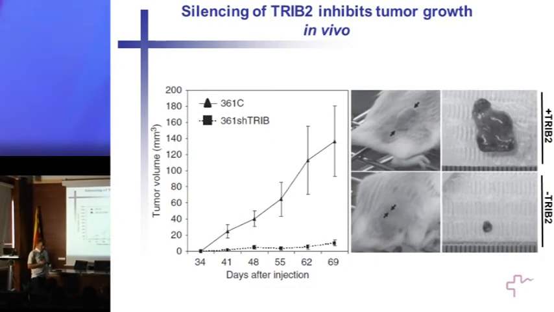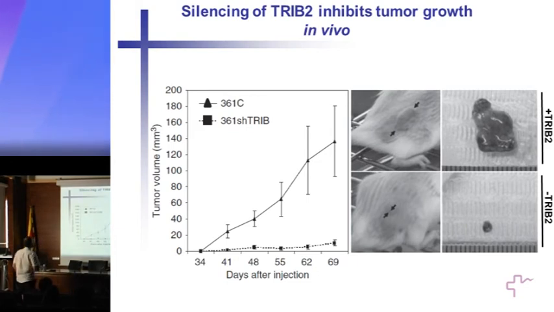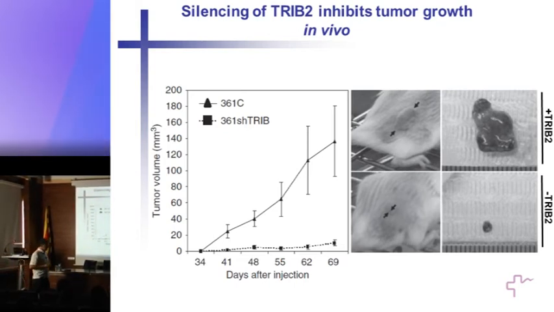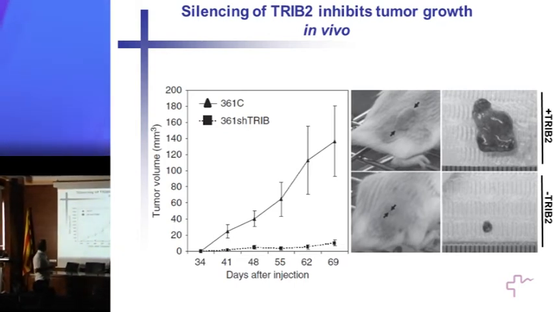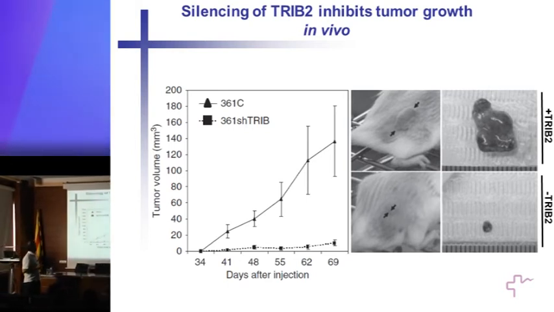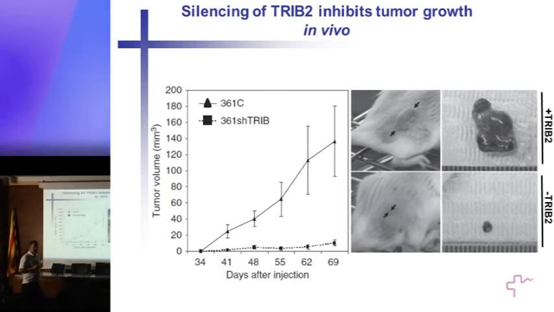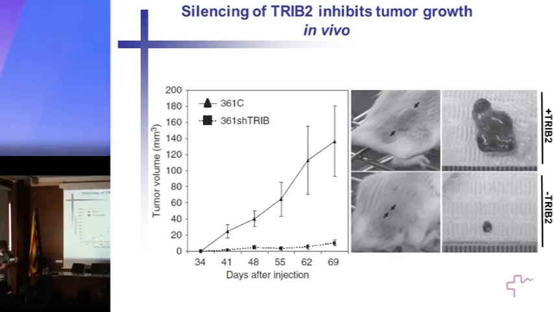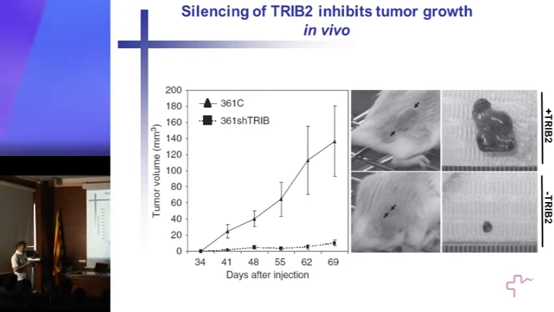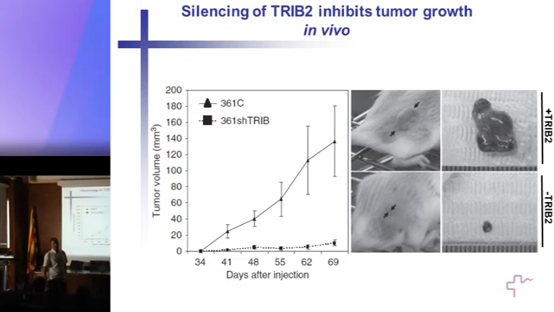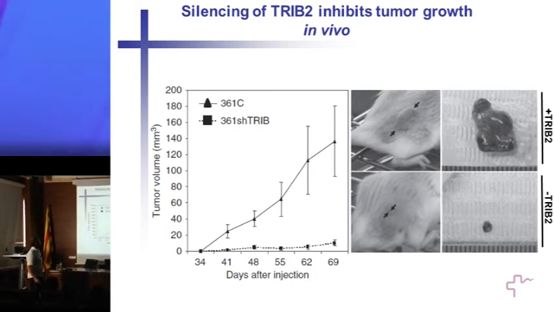We were also able to show that stable silencing of tribbles inhibits tumor growth in vivo, in an in vivo xenograft model. So the cells with the stably silenced tribbles never formed, or almost never formed, tumors. In the rare cases when they formed tumors, they never grew beyond a few square millimeters.